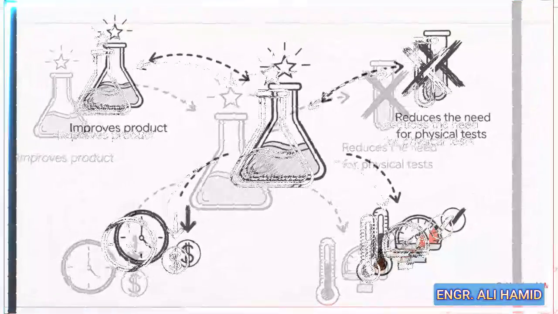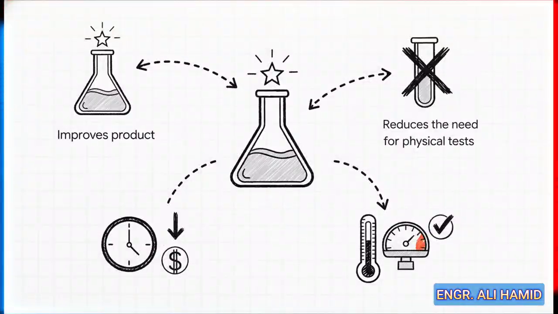And what this does is create this amazing domino effect. By learning from all that past data, the system can actually predict the perfect conditions to get a better final product. And because it's so good at predicting, you drastically reduce the need for all those expensive, time-consuming physical tests, which, of course, saves a whole lot of time and money.